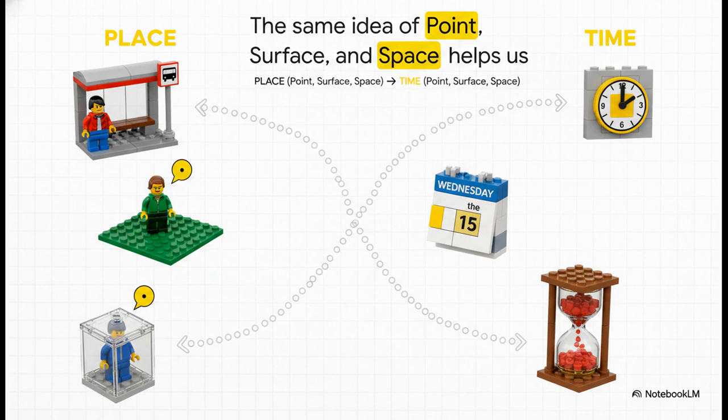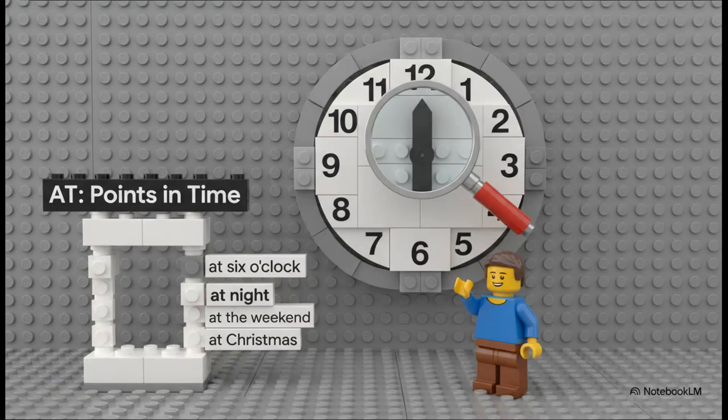It's amazing. So we use at for those super precise pinpoint moments in time. Think about it. At 6 o'clock, at noon. They're exact moments on the clock. It's basically the time version of being at the front door.